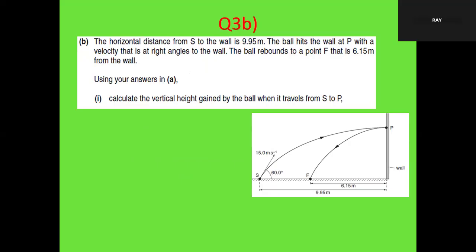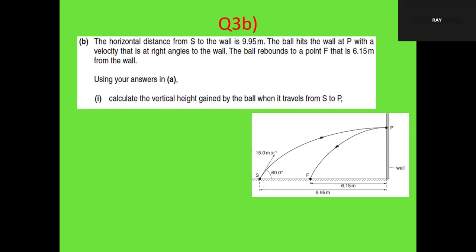Okay, now more challenging. Make it think a little bit more. Horizontal distance from S is 9.95. The ball hits the wall at P with a velocity at right angle to the wall. The ball rebounds to a point F that is 6.1 meters from the wall. Using the answer in A, calculate the vertical height gained by the ball when it travels from S to P.